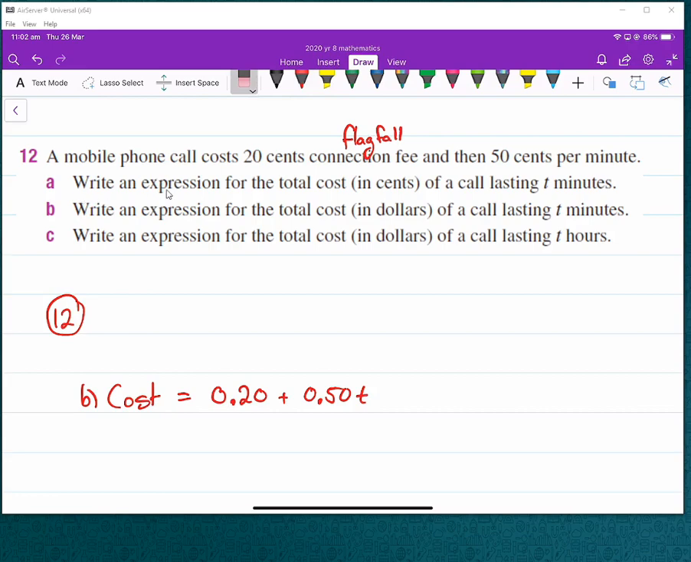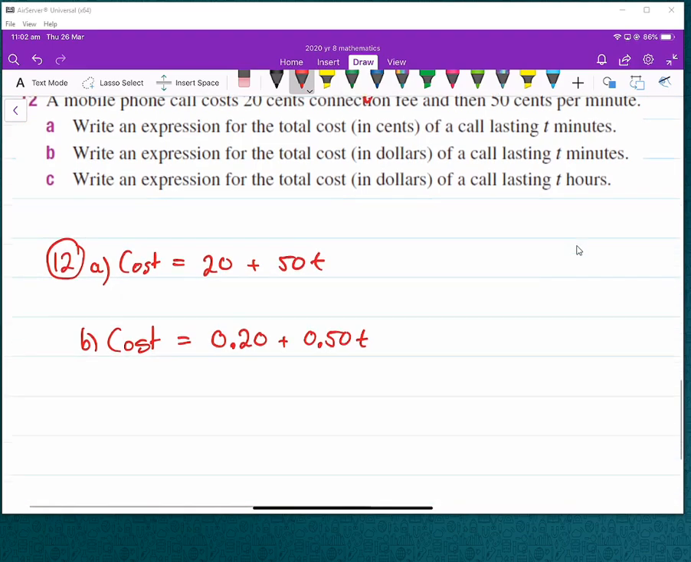Okay, A, write an expression in cents for T minutes. So instead of me writing it as $0.2, I would say my flagfall cost is 20 cents plus 50 cents per minute times T. And my final question, write an expression for the total cost in dollars of a call lasting T hours.